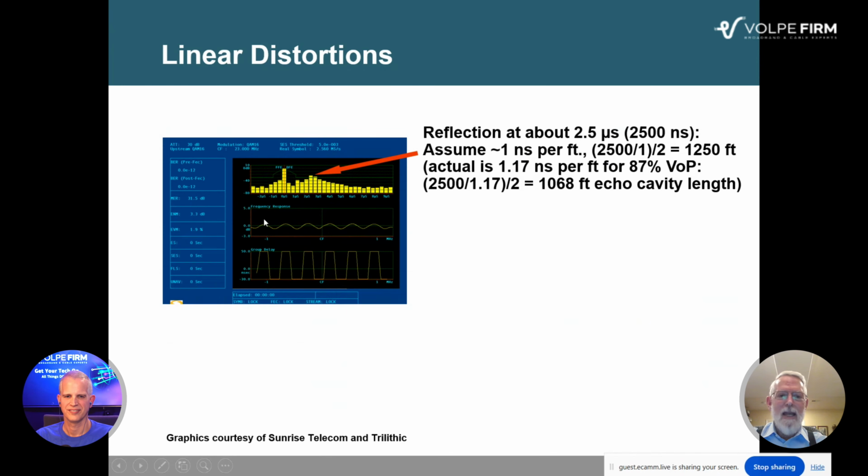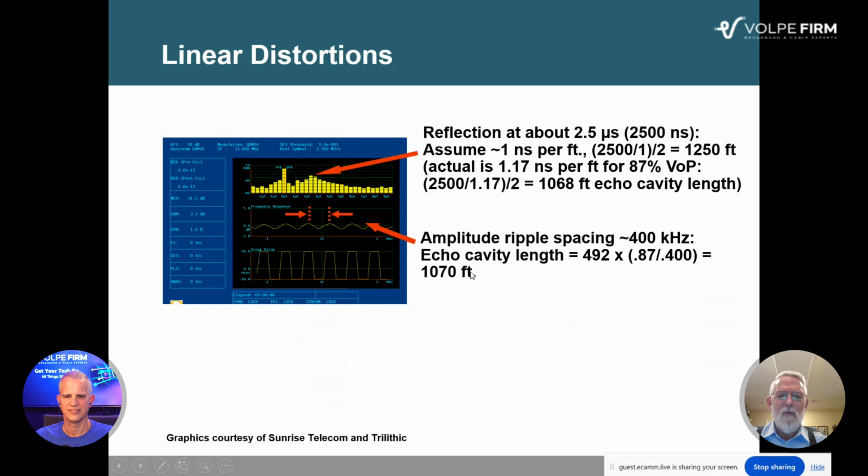And you can kind of validate that by looking at your amplitude ripple down here. And when you do that, the ripple spacing is 400 kilohertz. And you can use that formula, 492 times velocity factor divided by the ripple spacing in megahertz. So we've got a velocity factor of 0.87, which corresponds to a velocity propagation of 87%. The ripple spacing is 0.4 megahertz, so 400 kilohertz. So 0.87 divided by 0.4, multiplied by 492, we get 1,070 feet. So look here, we got 1068, here we got 1070.